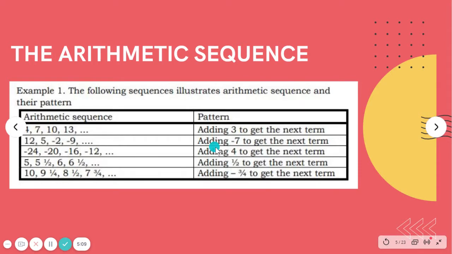Katulad nito, adding -7 to get the next term. Ang ibig sabihin yan, para makuha mo yung susunod na term after ng 12, mag-a-add ka ng -7. So 12 plus -7, the answer is 5. 5 plus -7, that is -2. -2 plus -7, that is -9, and so on and so forth. So ang ibig sabihin lang ng mga pattern na ito na nakikita nyo, these values are the common difference of their respective arithmetic sequence.